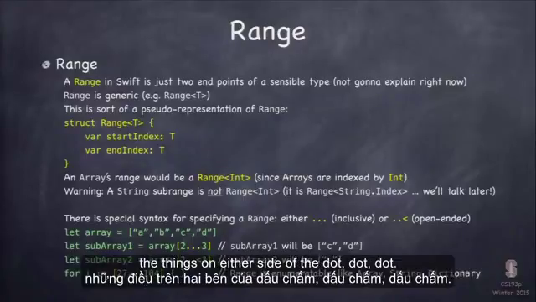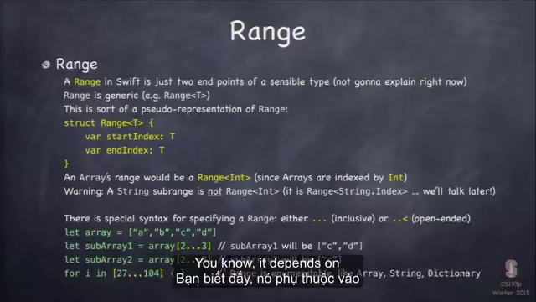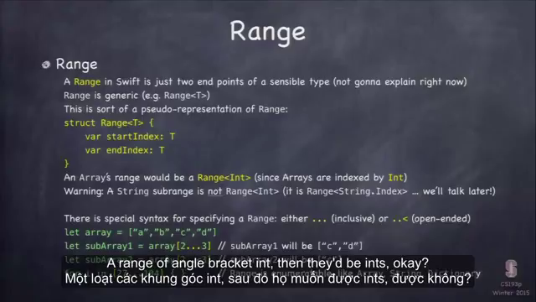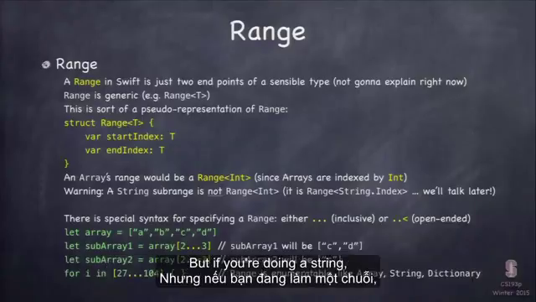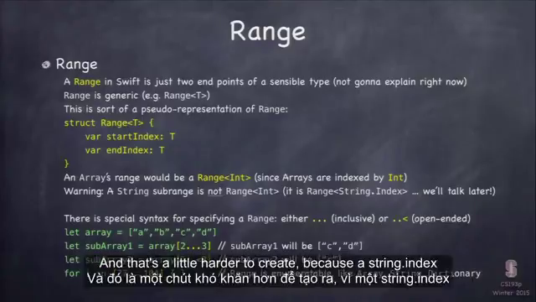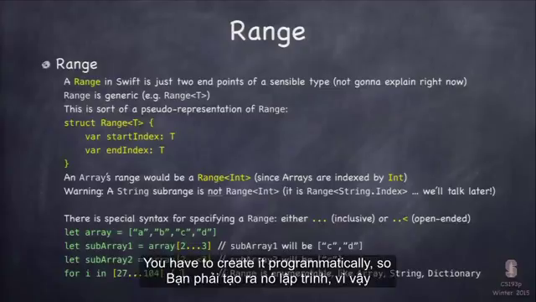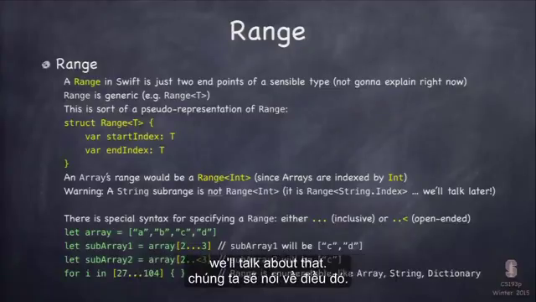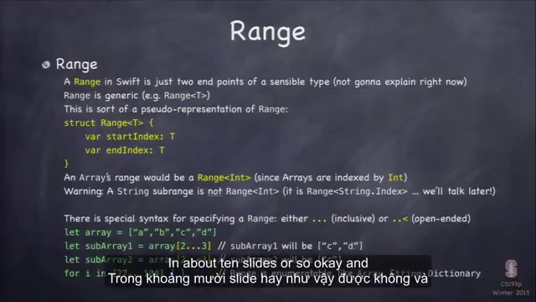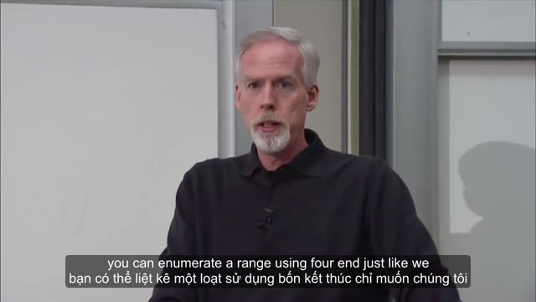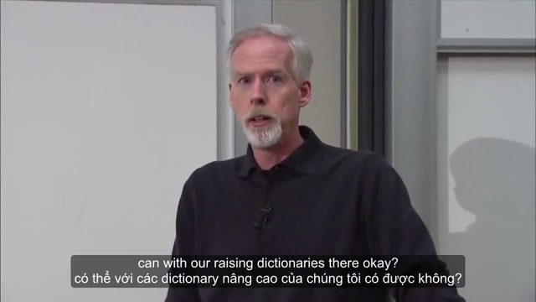The things on either side of the dot dot dot depend on what kind of range you're creating. If you're creating a Range of Int, then they'd be Ints. But if you're doing a String, they have to be String.Index. That's a little harder to create because a String.Index can't be created from a numeric literal. You have to create it programmatically. We'll talk about that in about 10 slides or so. And you can enumerate a range using for in, just like we can with arrays and dictionaries.